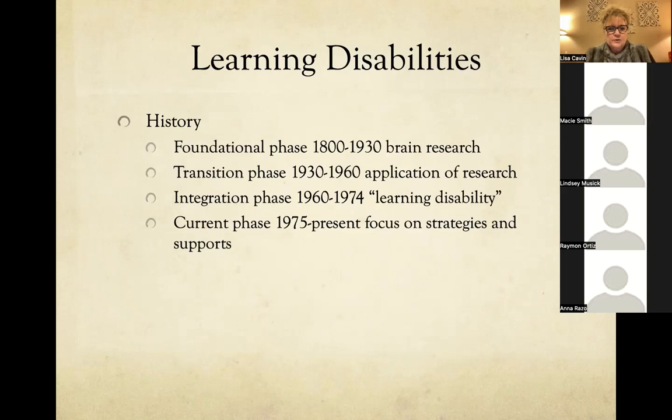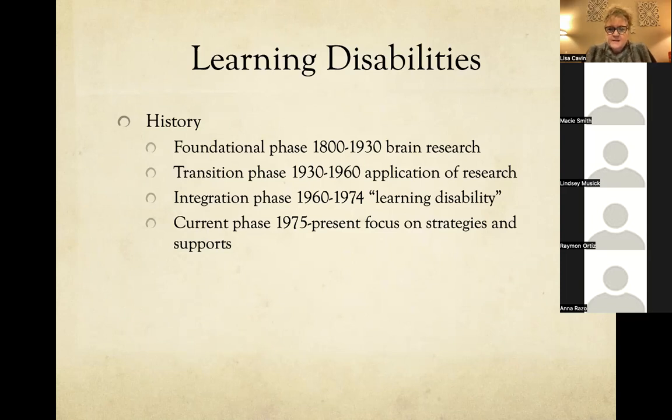way with their learning. And then we have this integration phase that began there in the early 60s and went up through the mid 1970s, where the term learning disability became an identifiable area of its own in education. And we actually made it a label of its own and began identifying students as having learning disabilities.